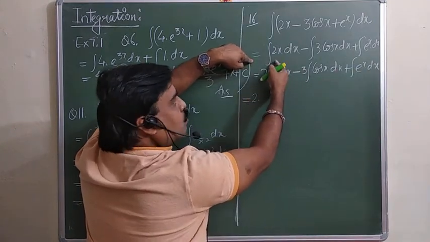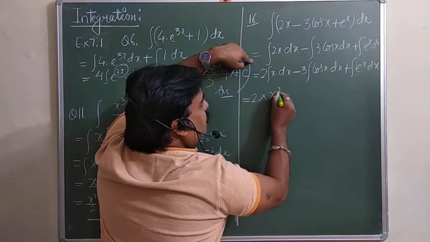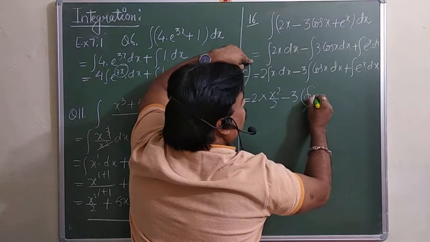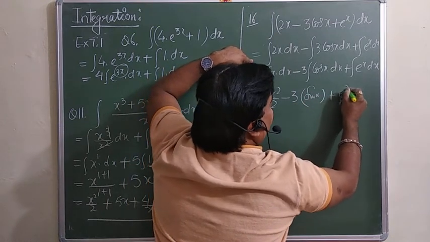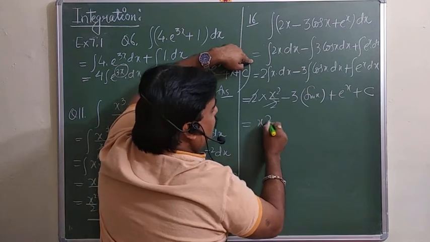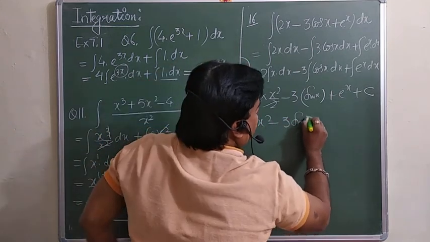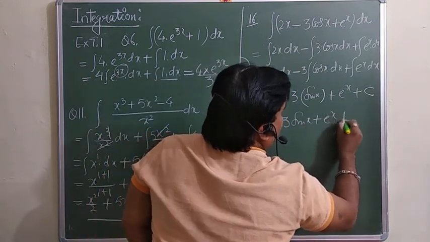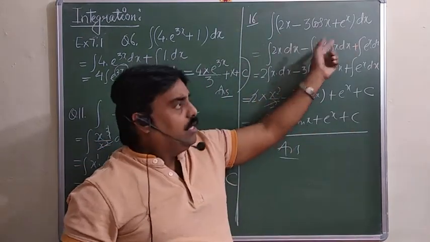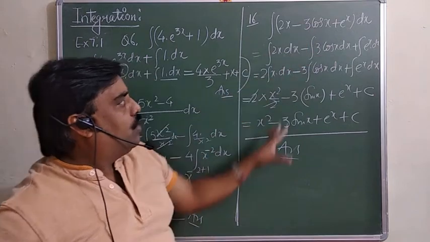Antiderivative of x raised to 1, directly I am doing, this is x square by 2, minus 3 times the antiderivative of cos, which is sin x, plus e raised to power x plus c. So this is 2 and 2 cancel, so you are getting x square minus 3 sin x plus e raised to power x plus c. And this is your answer. So directly by using the formula, you can take the antiderivative of the function. Have a look.